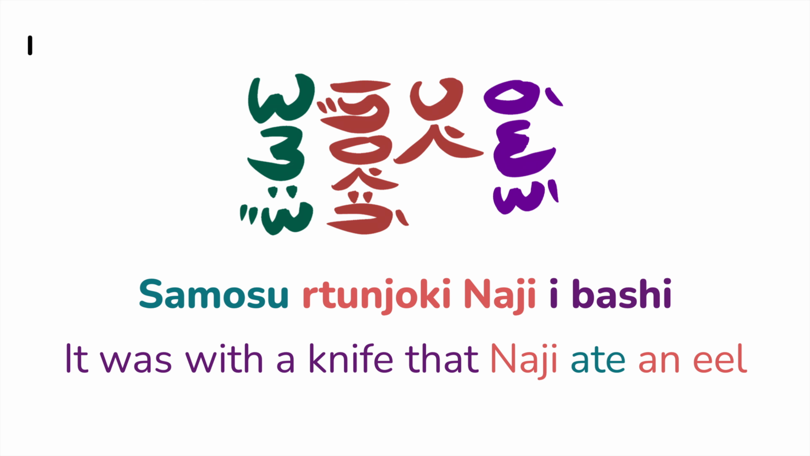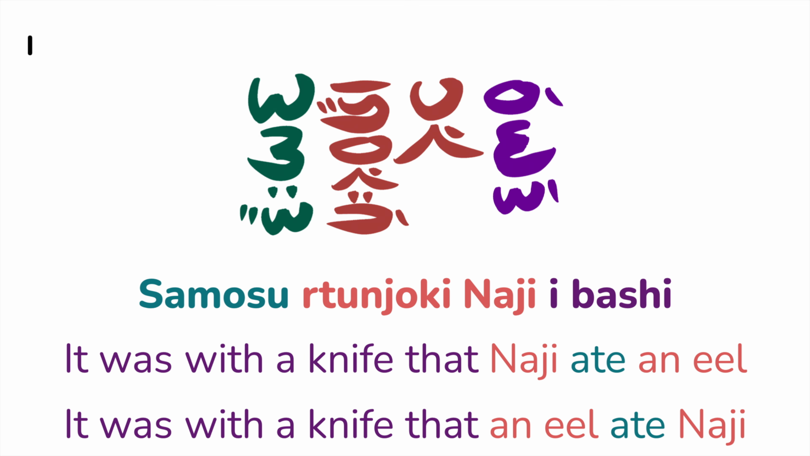The topic particle e indicates that the topic is the place, method, or means of the action. Samoso tondroki naji bashi. It was with a knife that naji ate an eel. Here there's no real way to differentiate between naji and tondroki because they're both not the topic, and so the sentence could mean it was with a knife that an eel ate naji. But from context you can probably infer that naji is the one doing the eating here.